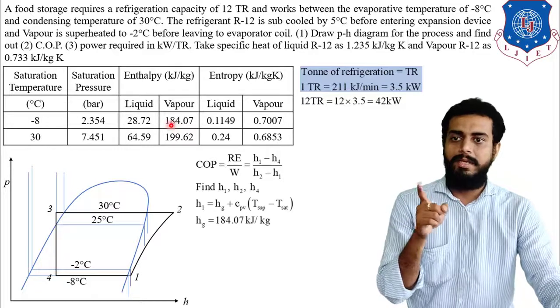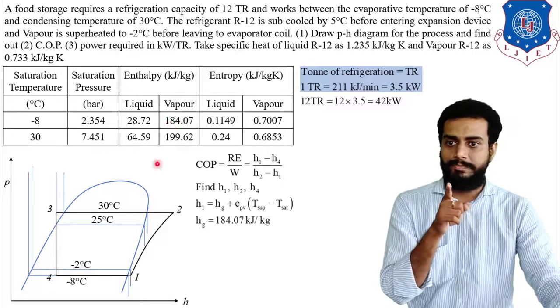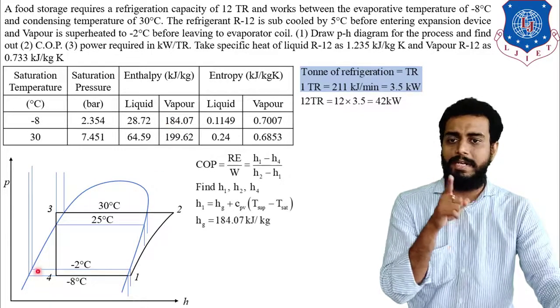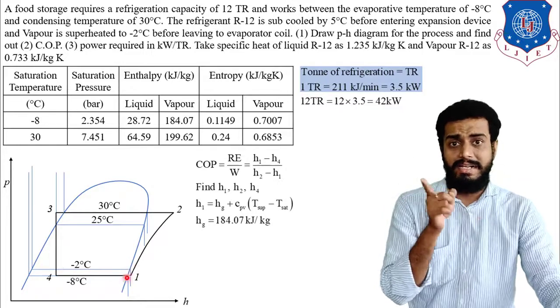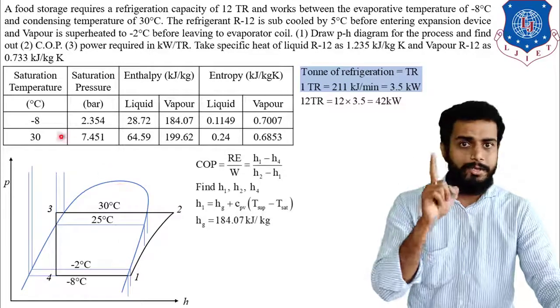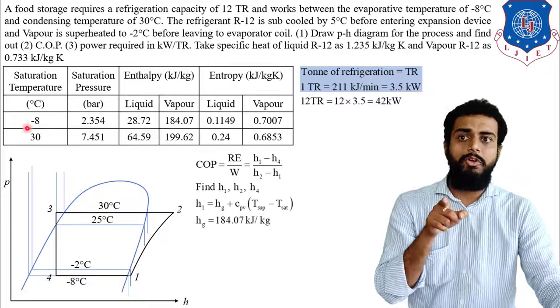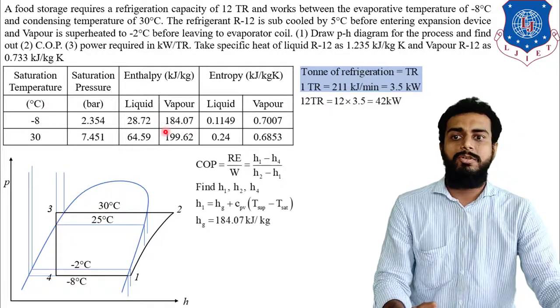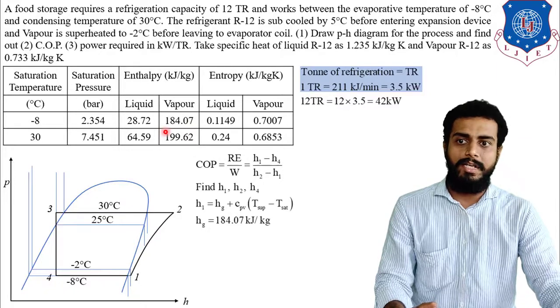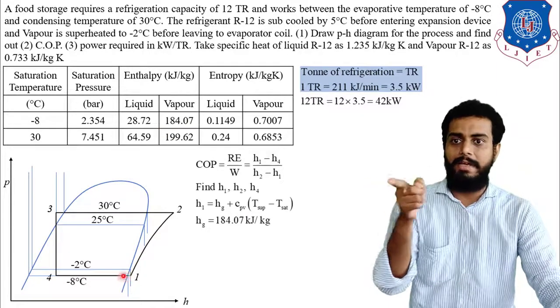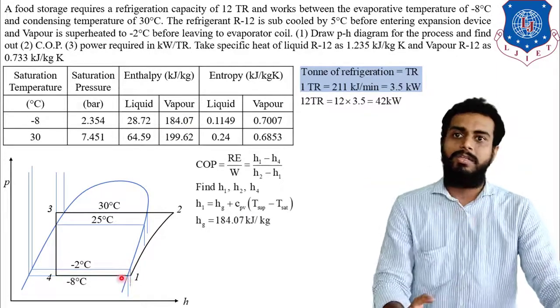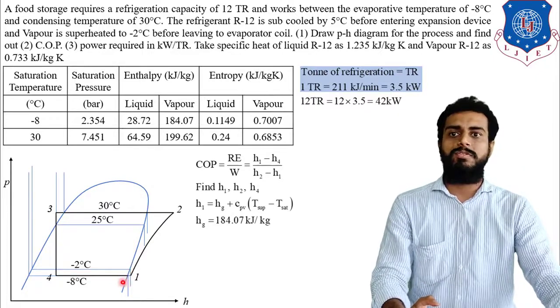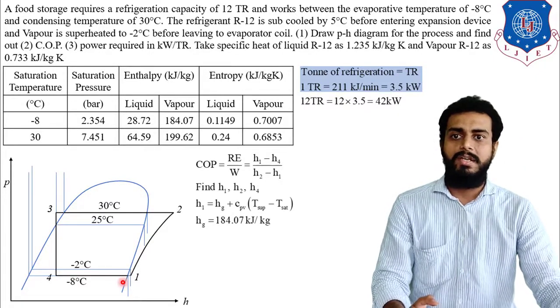I am repeating again. The evaporator is operating at minus 8 degrees Celsius, and that is our saturation temperature. Corresponding to the saturation temperature, if you find out the enthalpy of vapor, that will give you Hg. That is at this particular point, the intersection of the saturated vapor line and the 4-1 line. So that is equivalent to 184.07. So Hg is already given.